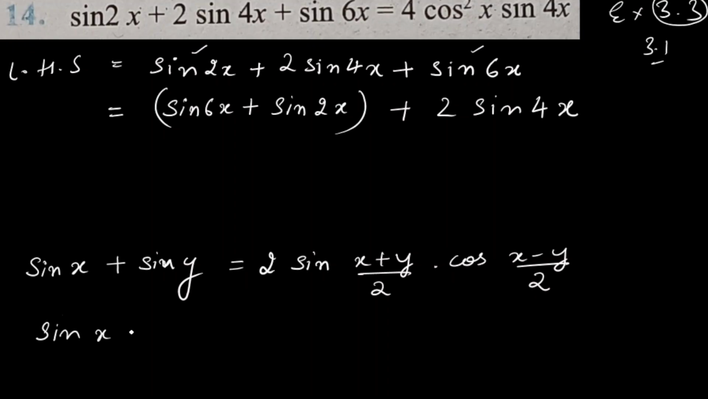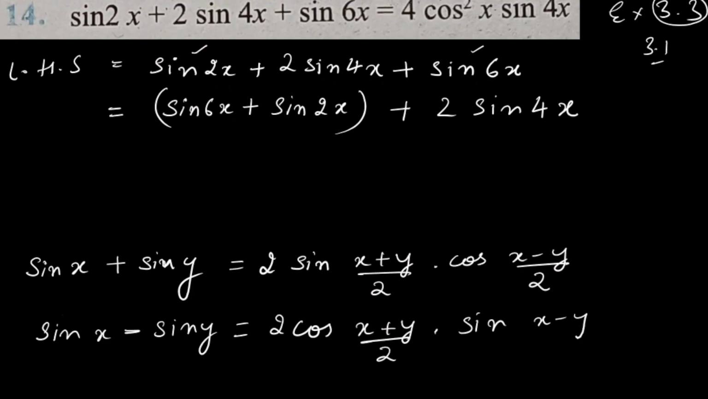Sine x minus sine y. Sine x plus sine y will always give us a combination of sine and cos, but in the minus formula, first cos will be there. So 2 cos of x plus y by 2 into sine of x minus y by 2. Here x and y are two different angles. Okay, so same way if we see here, sine x plus sine y we have to use.